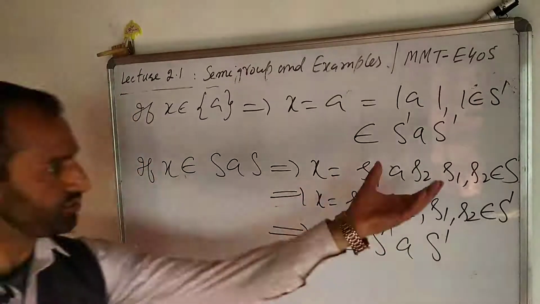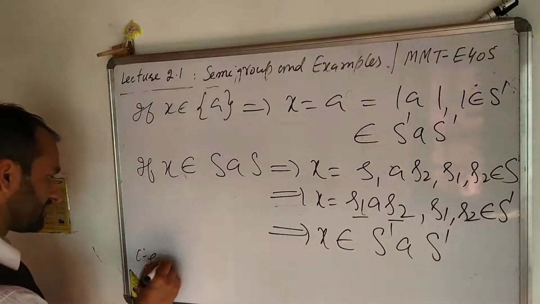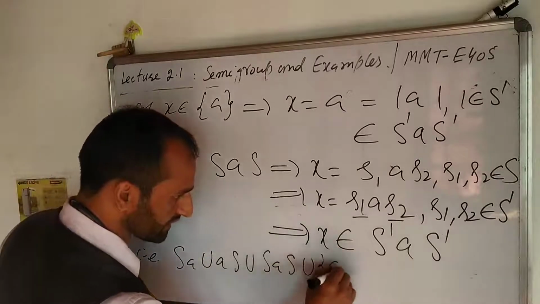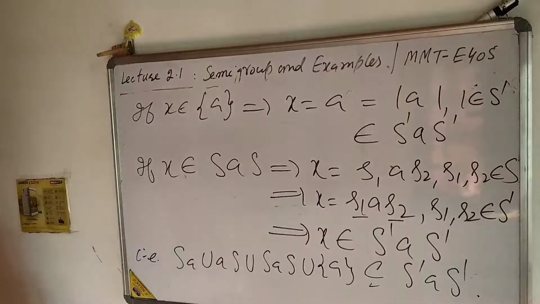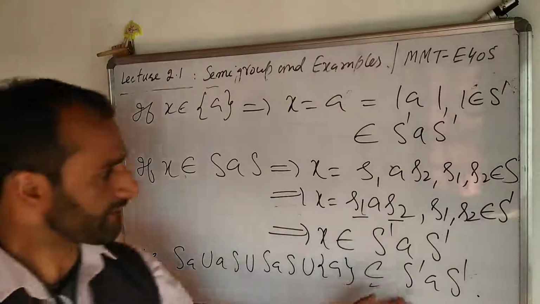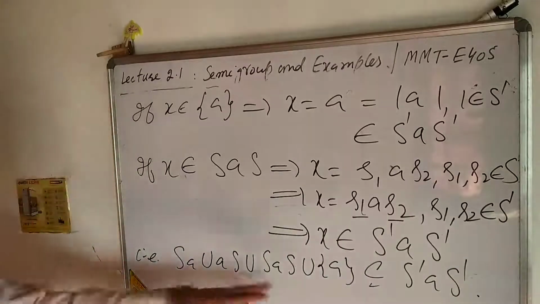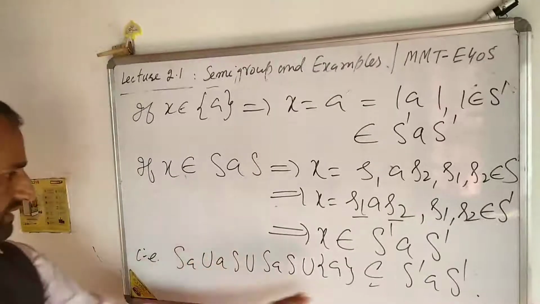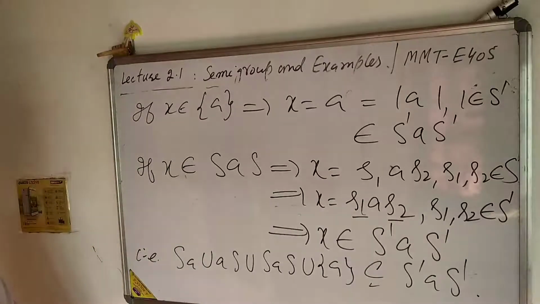So that means that the union SA union AS union SAS union singleton A is a subset of S1A S1. And the converse is true. If you take any element here, taking the different choices of elements of S, you can easily verify that S1A S1 is a subset of this union. So this union is equal to S1A S1.